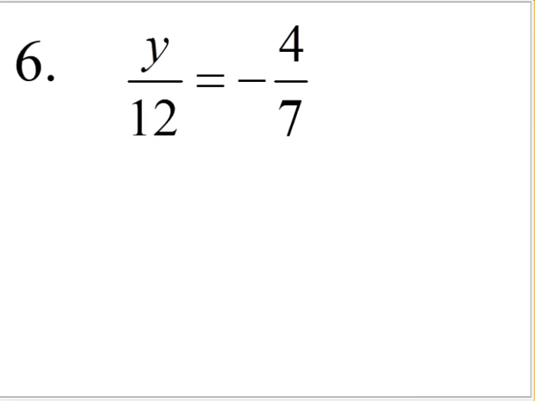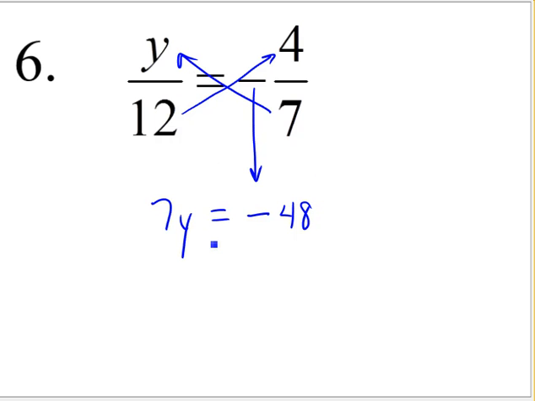The next example, if you notice, I've got a negative here. Unlike the last one, which didn't have a negative. I like to just drop my negatives straight down. That way I don't lose them. This one gives me 12 times 4, which is 48, and 7 times y, which is 7y. I'm going to finish solving for y by dividing by 7 on both sides.